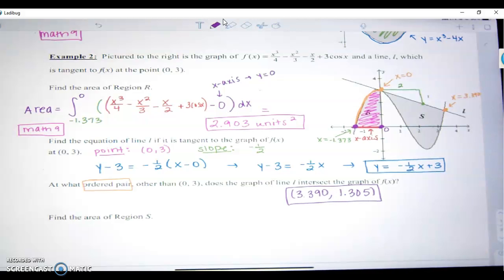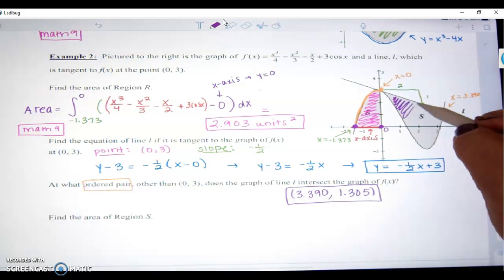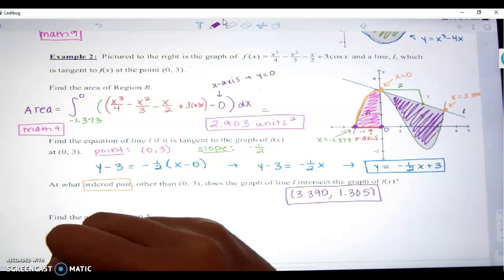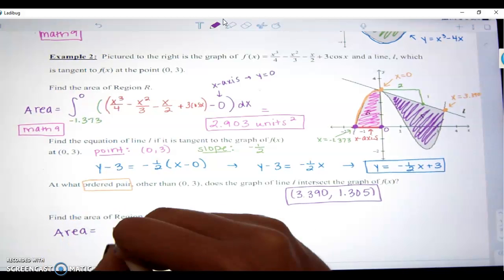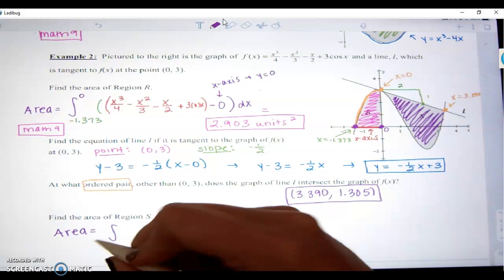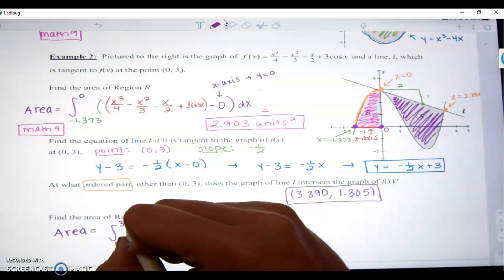Okay, the last part is we want to find the area of region S. So this is the region S. It is bounded by 2 curves. It's bounded by the straight line, and it's bounded by the curve. So if we want to do the area, we're going to make an integral anytime we want to use area. The lower bound, the smallest number where it starts intersecting, is at x equals 0, and then it stops intersecting at this 3.390 that we just found.